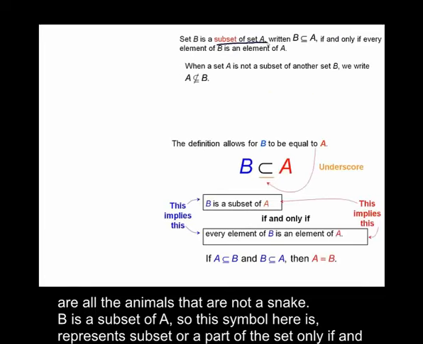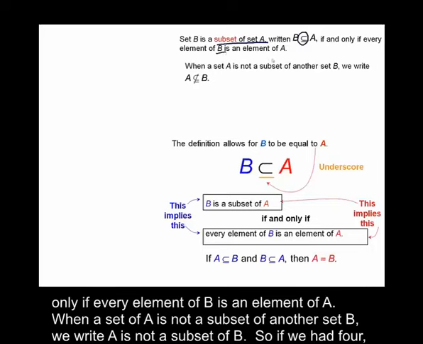Set B is a subset of A, so this symbol here represents subset, or part of the set. B is a subset of A if and only if every element of B is an element of A. When a set A is not a subset of another set B, we write A is not a subset of B.